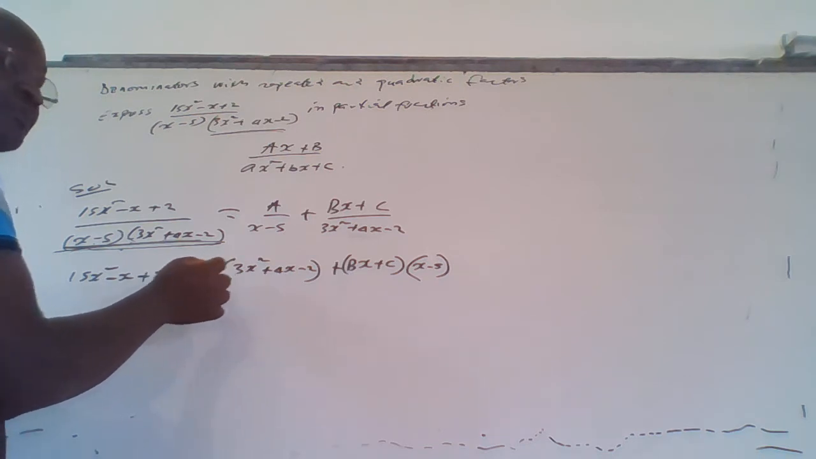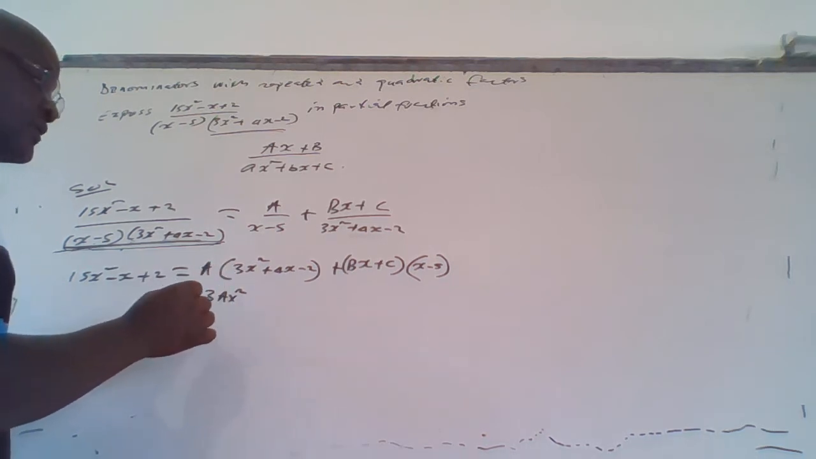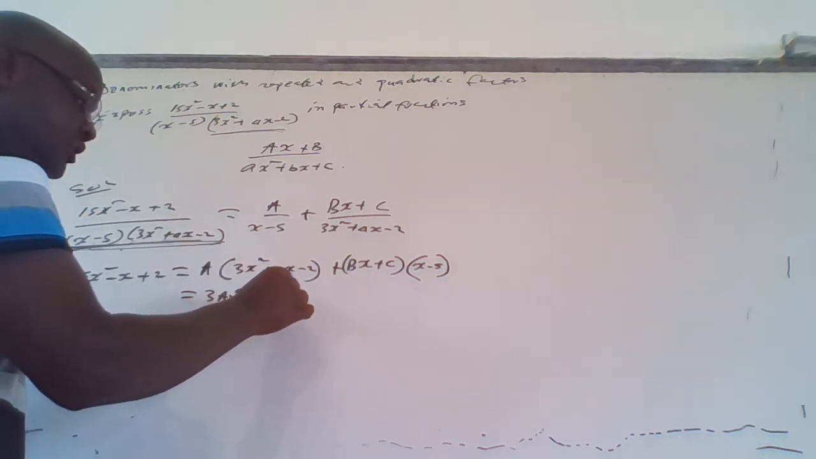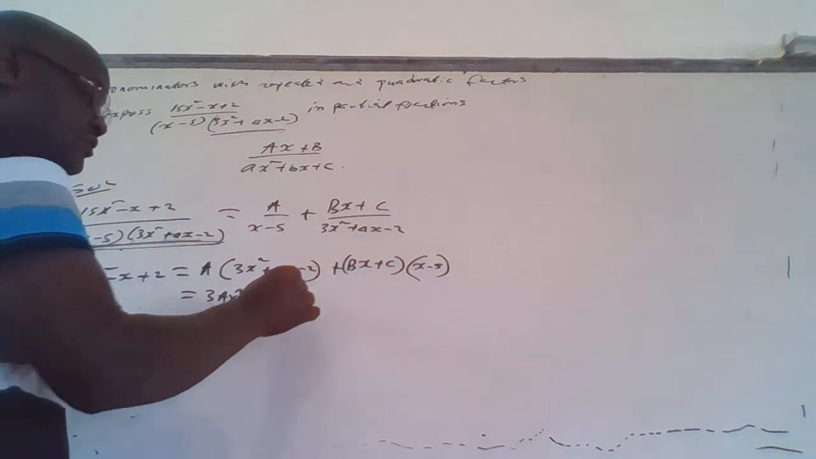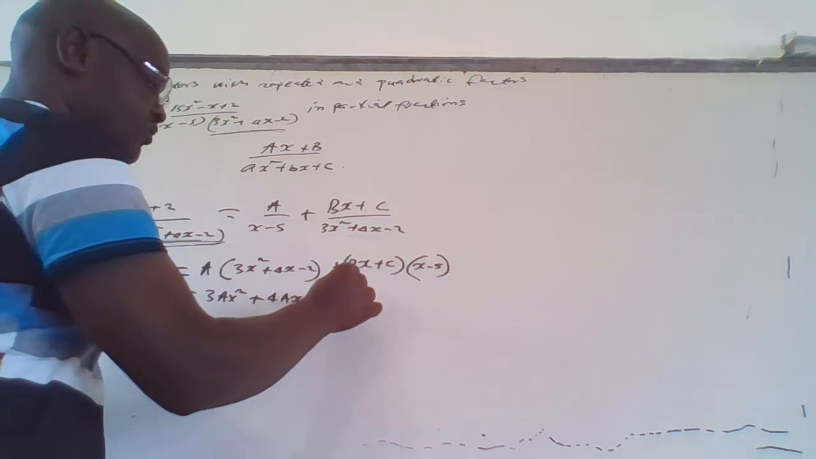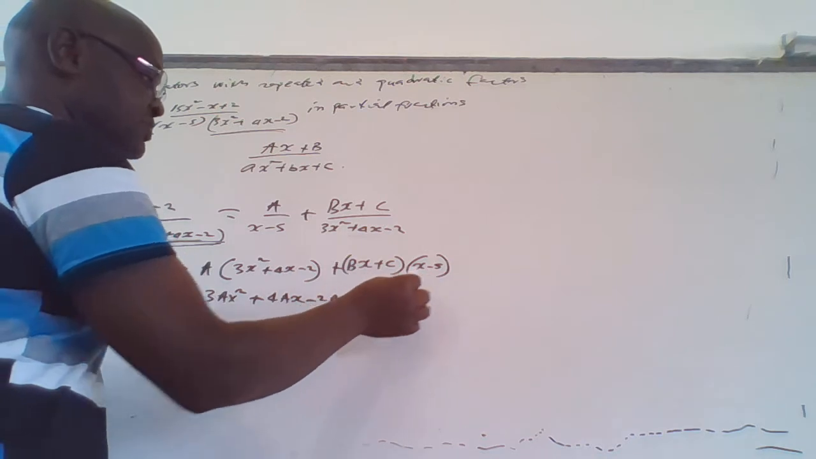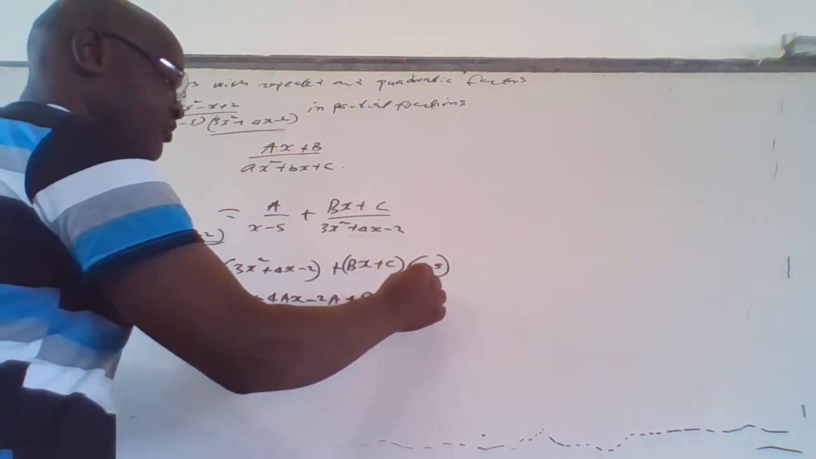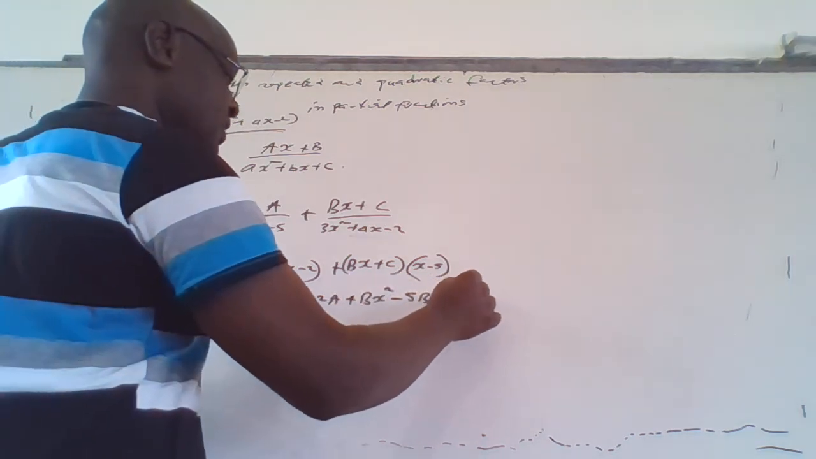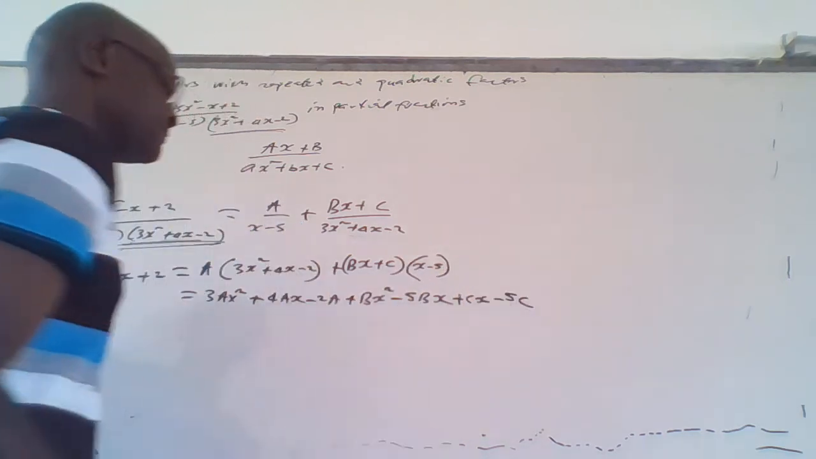At this point, we open up the bracket. We have A times 3x squared, so 3Ax squared, then plus A times 4x, which is 4Ax, and A times negative 2, minus 2A. Then we have Bx times x, plus Bx squared, Bx times negative 5, minus 5Bx. Then C times x, plus Cx, C times negative 5, minus 5C.